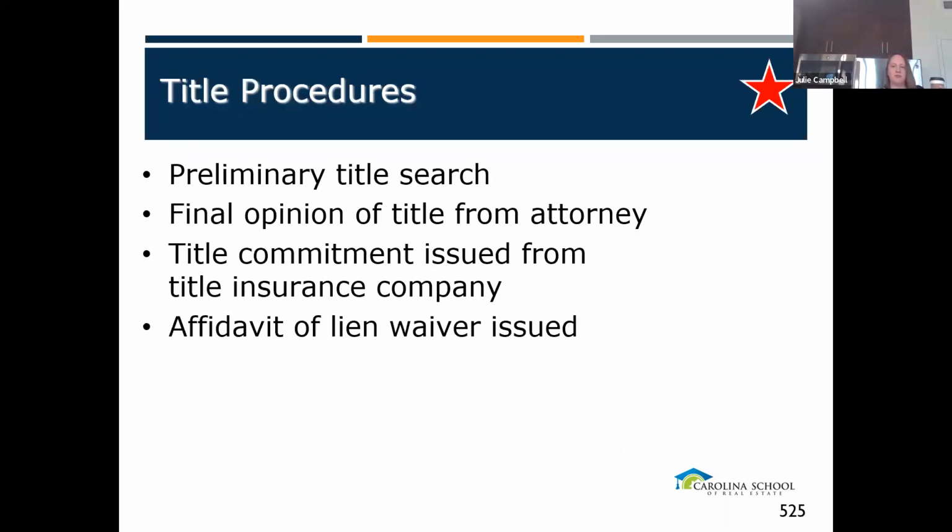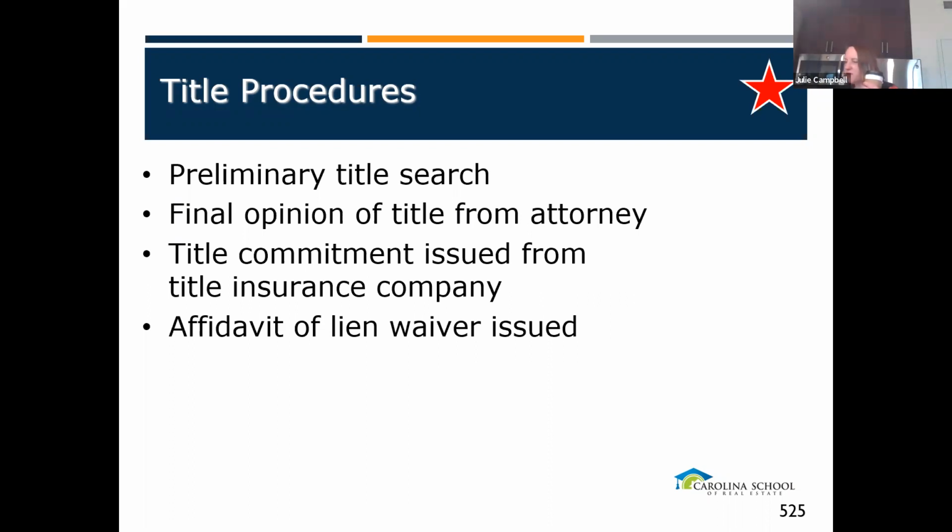Talking about title procedures on 525, again, this goes with the discussion we had about the title back in Unit 5, kind of the attorney's role, the attorney's responsibility. Once we go under contract, the attorney will do a preliminary title search. This is the big, thorough, in-depth one.